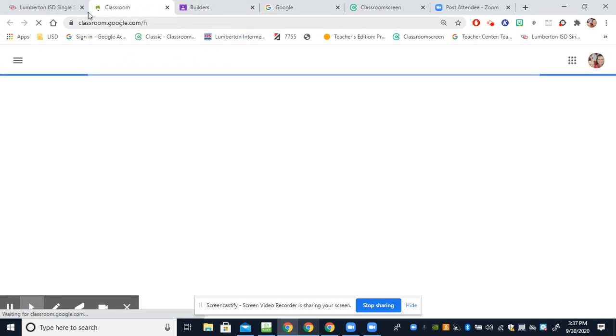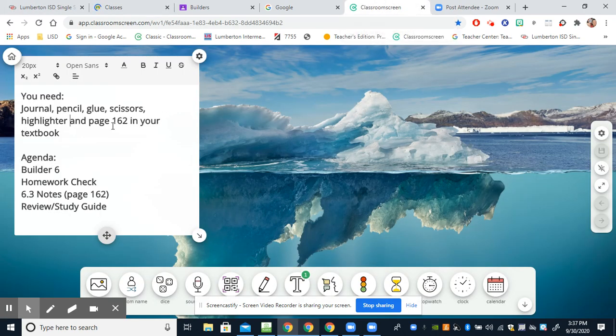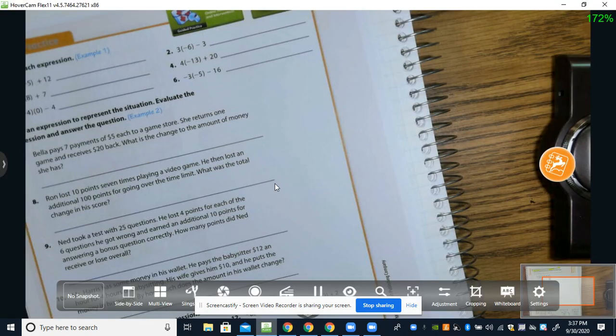And for some reason, the classroom's still loading. So we're going to skip the homework part. All right, and we're going to go to our notes real quick. So you need page 162. You go underneath my document camera.